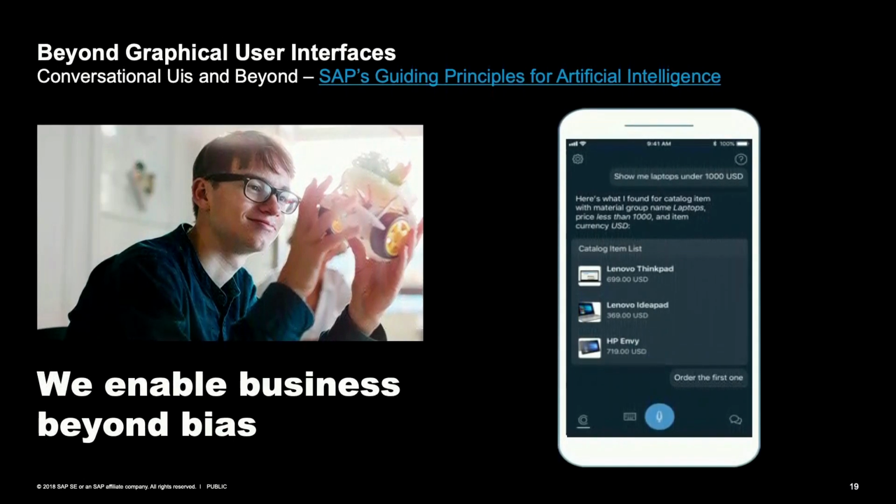one of the ways we approach artificial intelligence, and this is our conversational UI that we've got on the screen here, is we have 7 guiding principles for artificial intelligence. Those were just released this year. And one of them is very clearly, we enable business beyond bias, and that's how we approach accessibility.